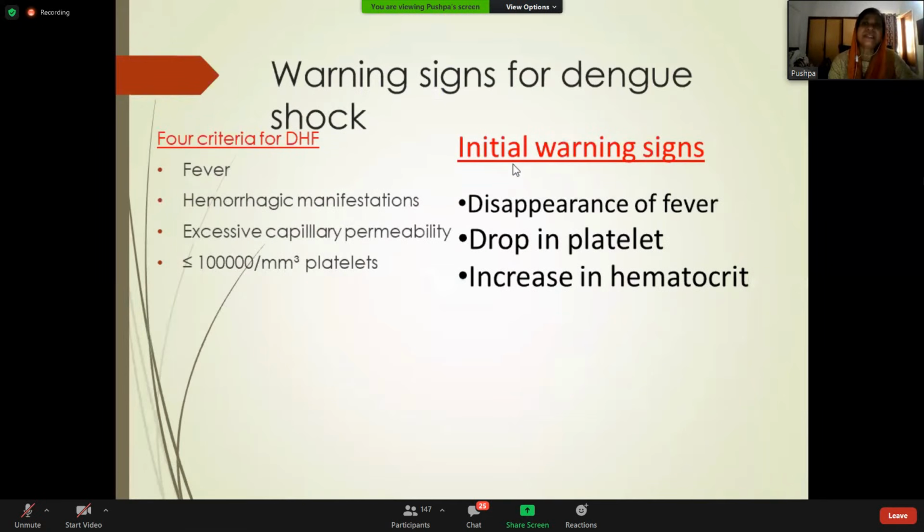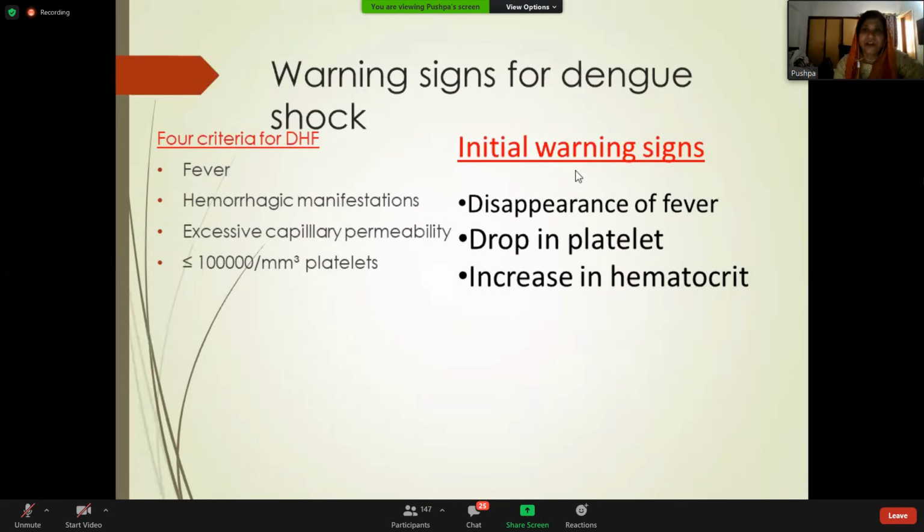So, warning signs for dengue. The 4 criteria for dengue hemorrhagic fever are fever, hemorrhagic manifestation, excessive capillary permeability, and platelets less than 100,000. The normal count is from 1.5 to 4.5 hundred thousand, like 4.5 per millimeter cube.